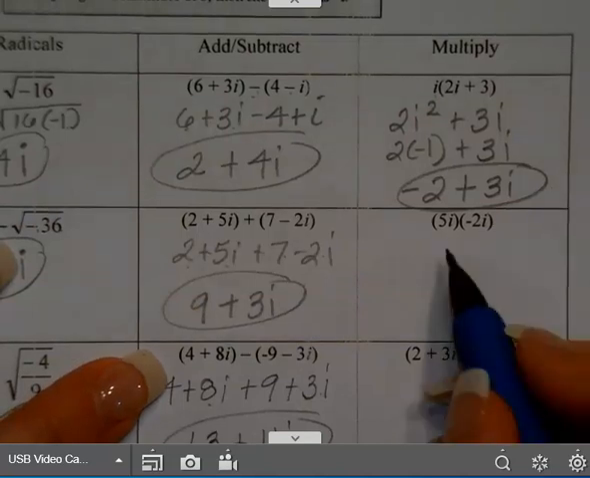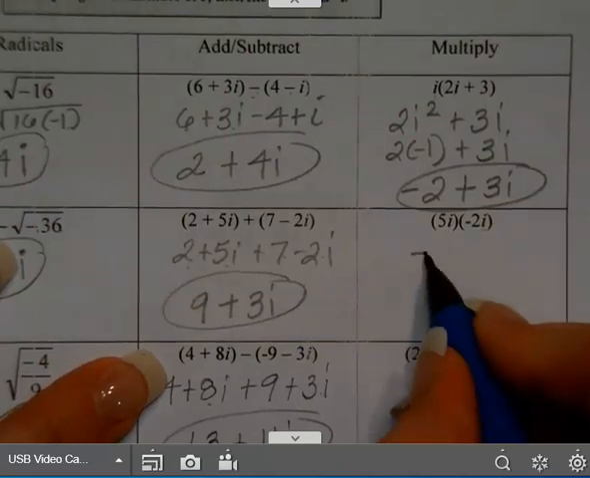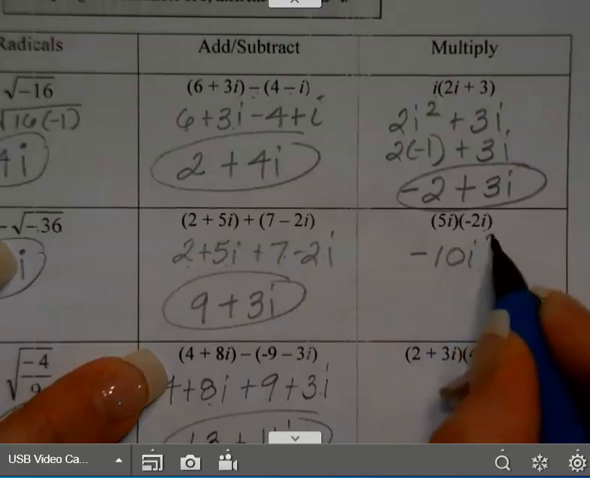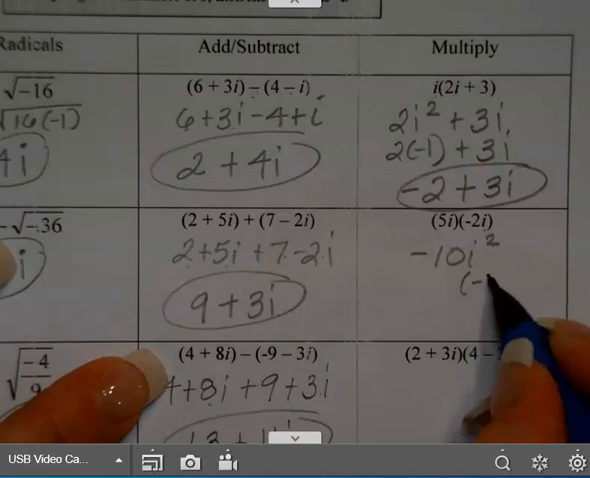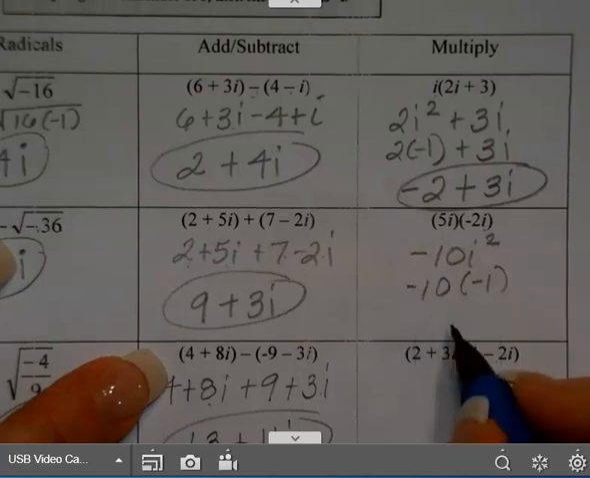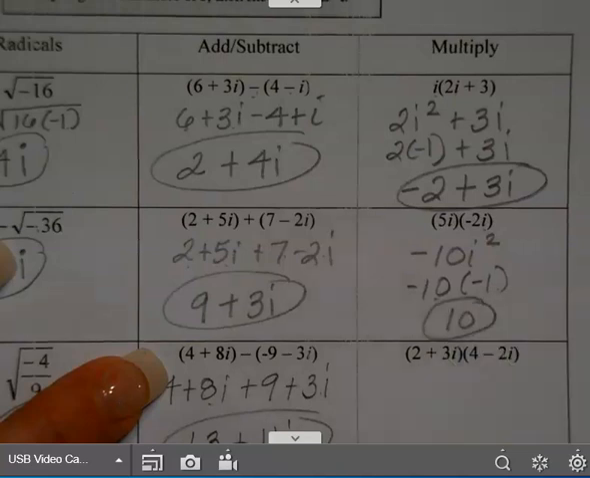On the next one, you're just multiplying those together. That's negative 10i squared. We're going to replace any i squareds with negative 1. Negative 10 times negative 1 gives you positive 10.